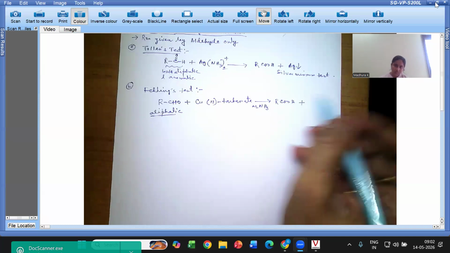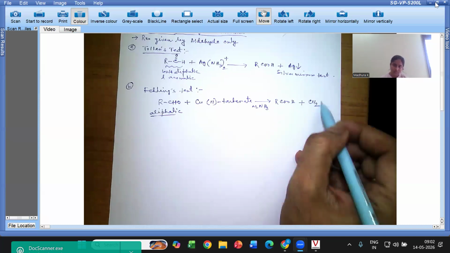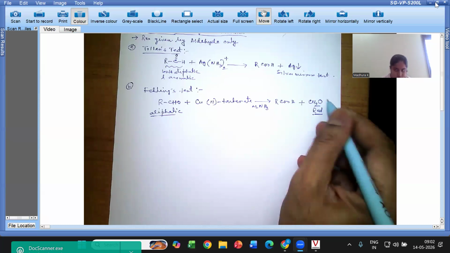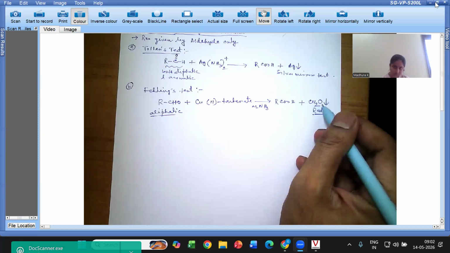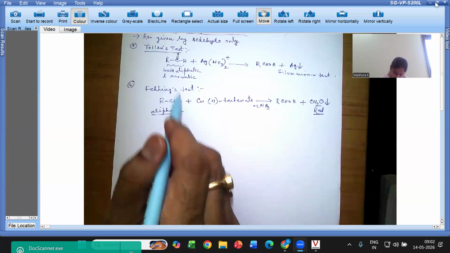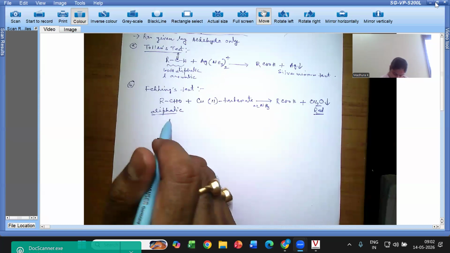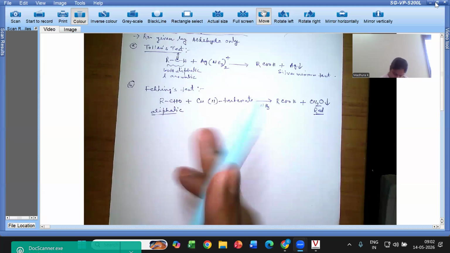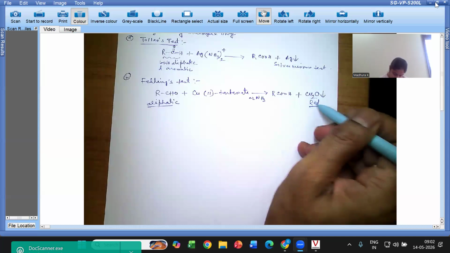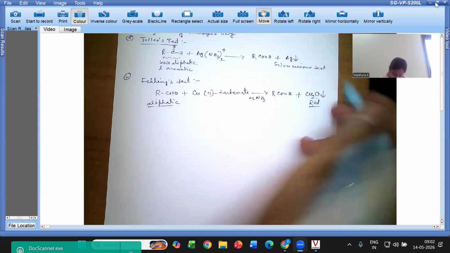This is cuprous oxide, which we have to remember. Cuprous oxide is red in color. You have to remember the color red. So Fehling's test is applicable only to aliphatic aldehydes, not applicable to aromatic aldehydes. Remember that the copper oxide precipitate will be red in color.